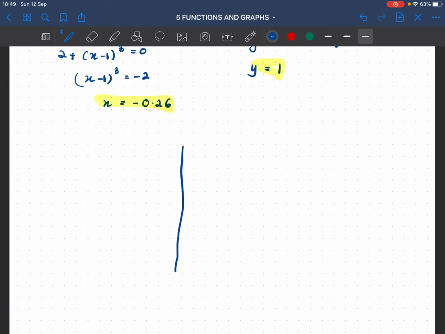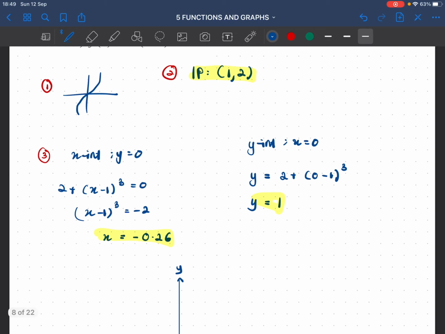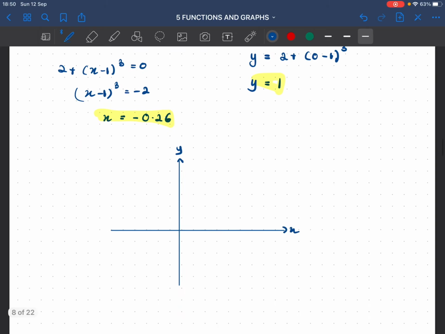Our x-axis, y-axis. Write x, write y. As usual, the first thing is to plot the inflection point. The inflection point is (1, 2). So here is 1, somewhere around here, and 2 is somewhere around here. It's too small. So 1, 2. This is our inflection point, (1, 2).